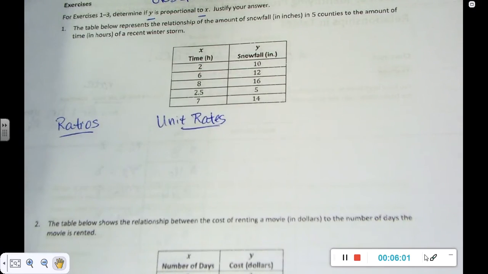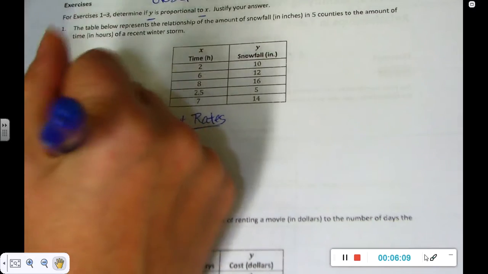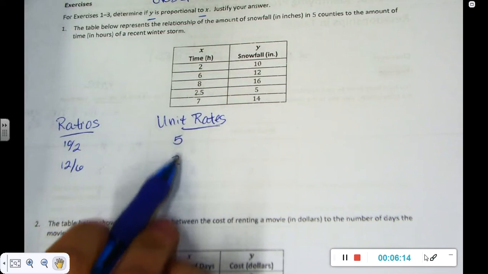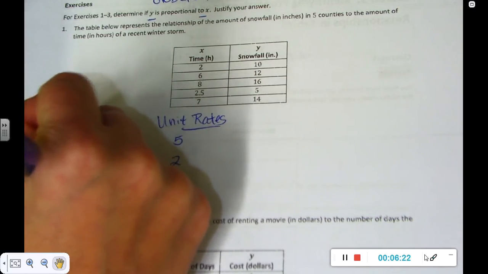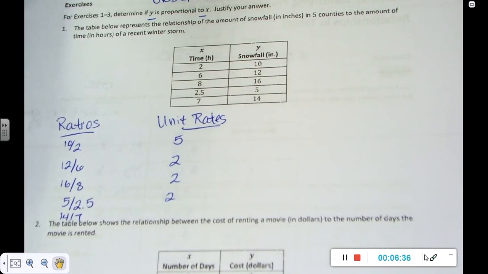Looking at the table, the first one is 10 to 2. I know that 10 divided by 2 is 5. The next one is 12 to 6. 12 divided by 6 is 2. Uh-oh, I already don't have the same unit rates. We've never seen that before. I'm going to keep on going though and see what happens with the rest of my table. 16 to 8, that's a unit rate of 2. 5 to 2.5, again, a unit rate of 2. 14 to 7, I'm going to squeeze that in there. 14 divided by 7, again, is a unit rate of 2.